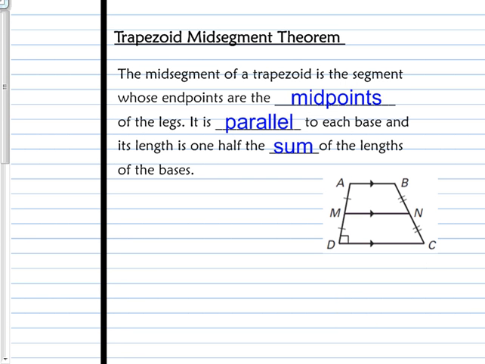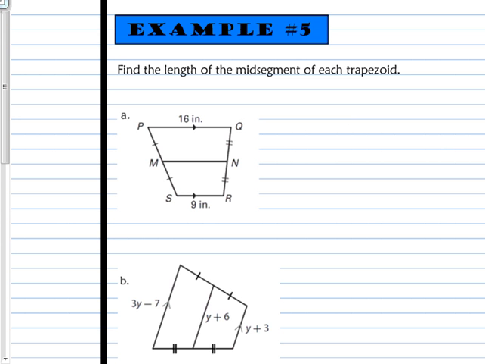Moving on to the trapezoid midsegment theorem. The midsegment of a trapezoid is the segment whose endpoints are the midpoints of its legs. It is parallel to each base, and its length is 1/2 of the sum of the lengths of the bases. And so this is kind of like the triangle midsegment, but finding the length is a little trickier. It's not just half, it's half of the sum of them. So let's see this in action.